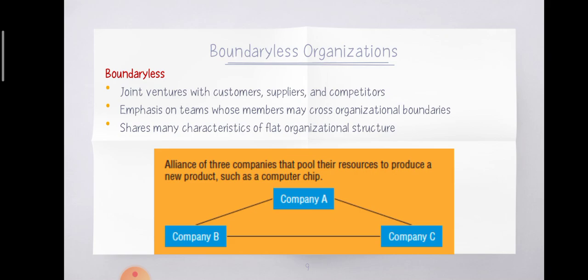So imagine in boundaryless organizations, you can build a relationship with your competitors, no? They always say, keep your friends close and your enemies closer, so you will know what they are up to. Even in business, it works, no?